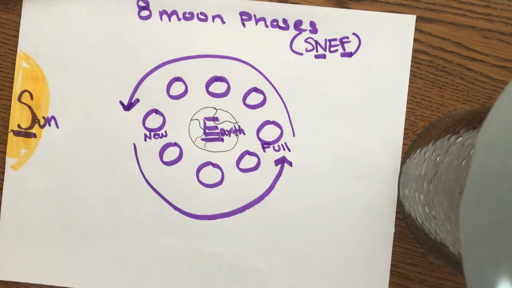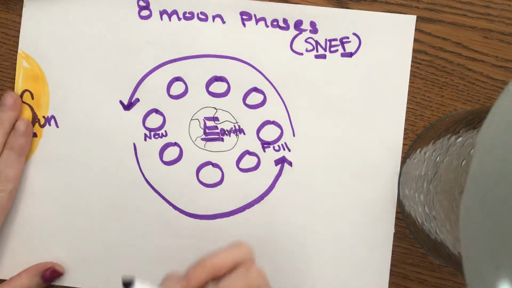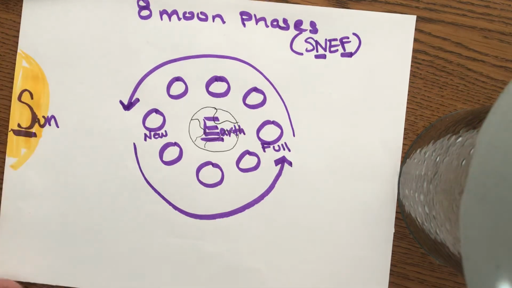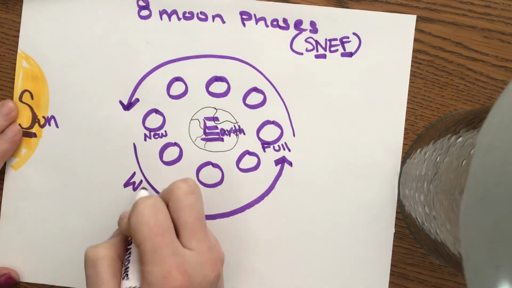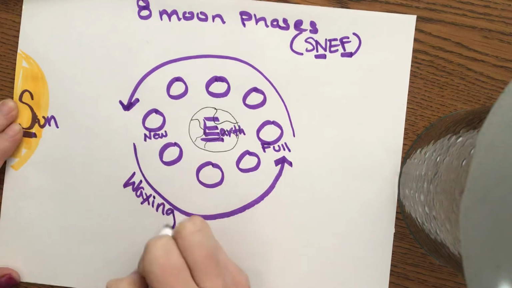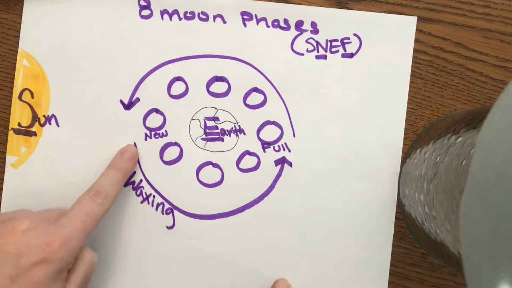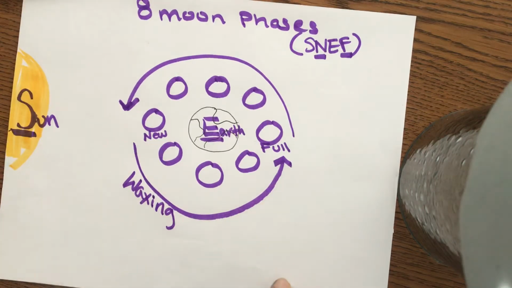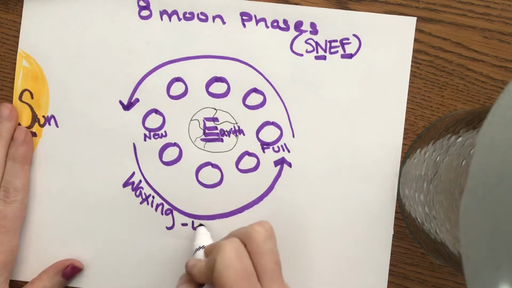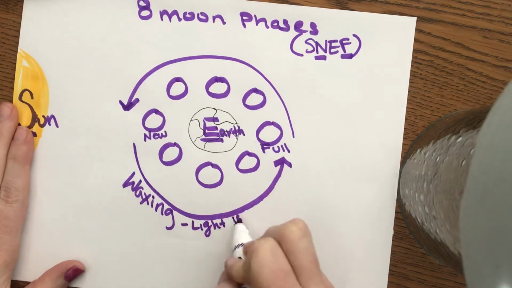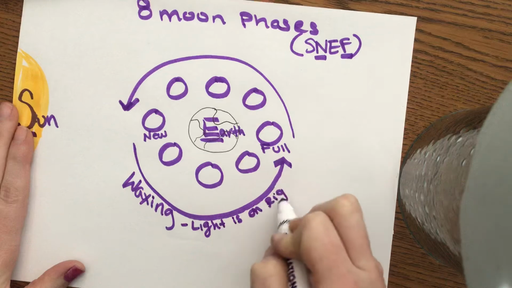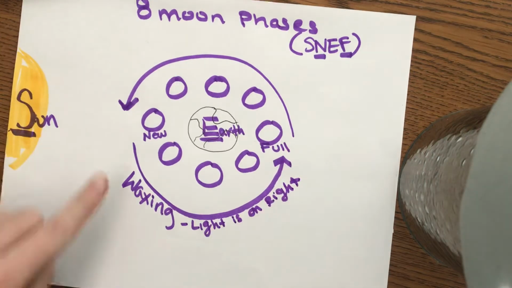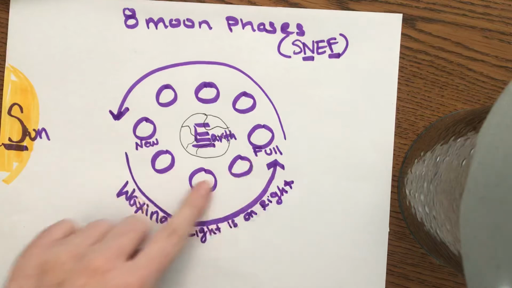After you're doing this, the next thing we're going to do is we're going to label our waxing and waning. So when we learn about the moon phases, half of our moons are waxing. And when your moons are waxing, that means your light is on the right. We always wax first. So where we have the new moon, where our arrow is beginning, this side is going to be our waxing side. And what that tells us is the light is on the right. So as we go through and draw these moon phases, we have to make sure that all of these moons here, our light is on the right.